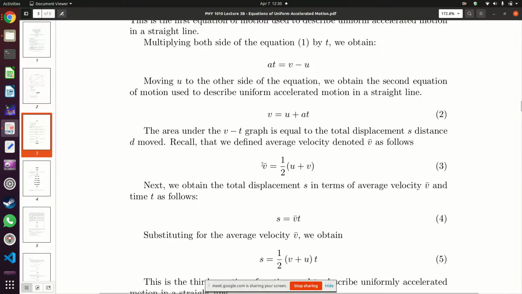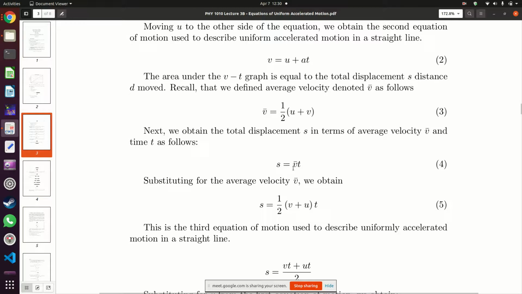With this average velocity, if we multiply v bar times the time it has taken for this object to move, what we get is the displacement. So we get displacement from average velocity. Average velocity is important in this case. The average velocity, half u plus v, we multiply times the time it has taken the object to move.